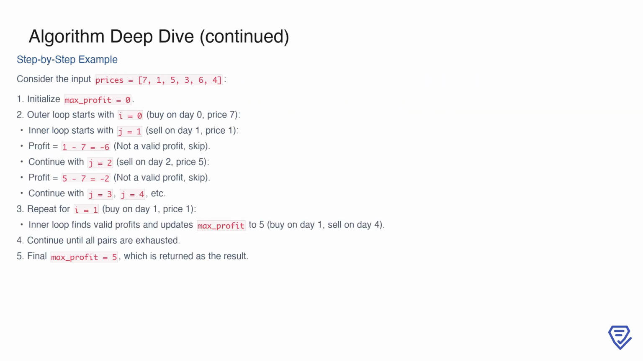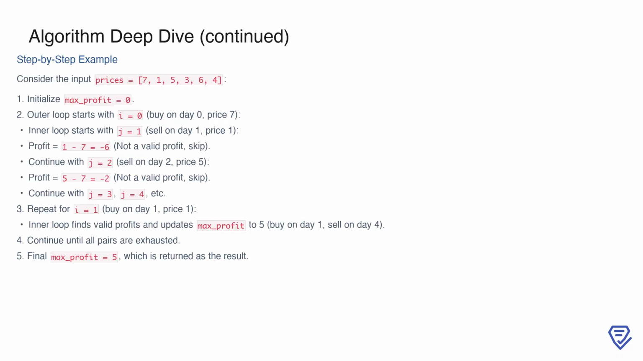To make this process more tangible, let's walk through an example with the input array prices equals [7, 1, 5, 3, 6, 4]. We start by initializing max_profit to 0. On the first iteration, we choose i equals 0, meaning we buy on day 0 at a price of 7. The inner loop then examines each subsequent day as a potential sell day.